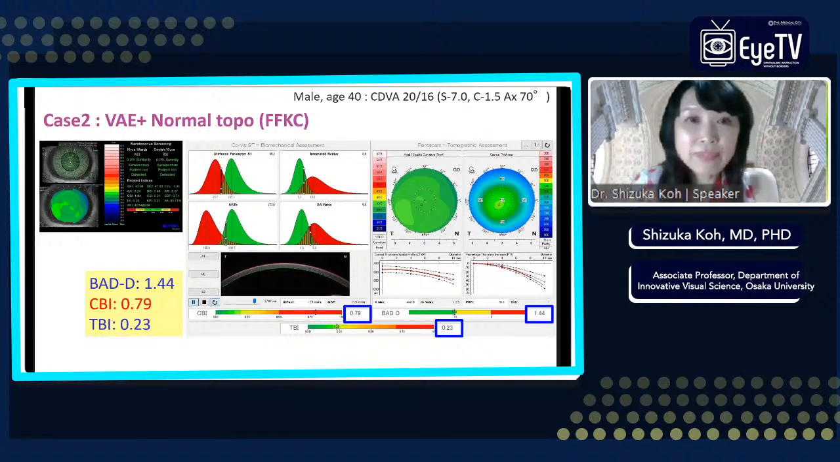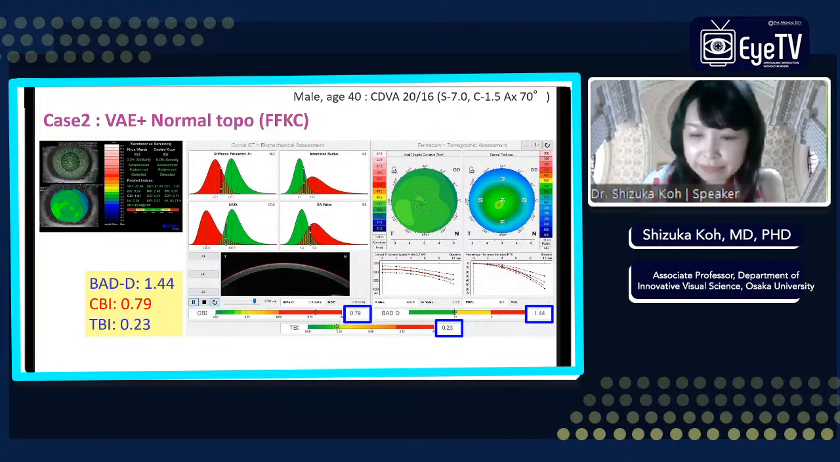So this is a very asymmetric ectasia with normal topography. As you see, only the CBI was abnormal, in red. In such a case, we keep observation. We experience such cases where CBI at only one visit was abnormal. Yes, we keep observation.